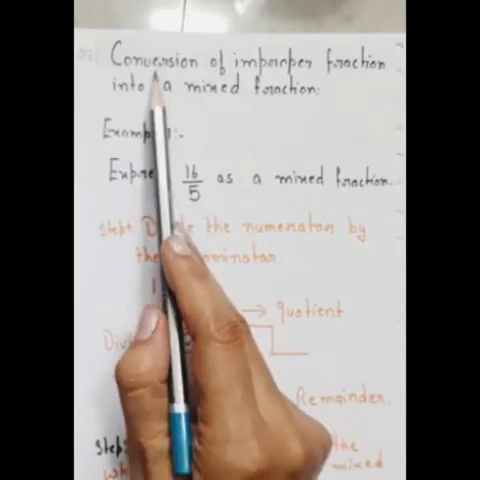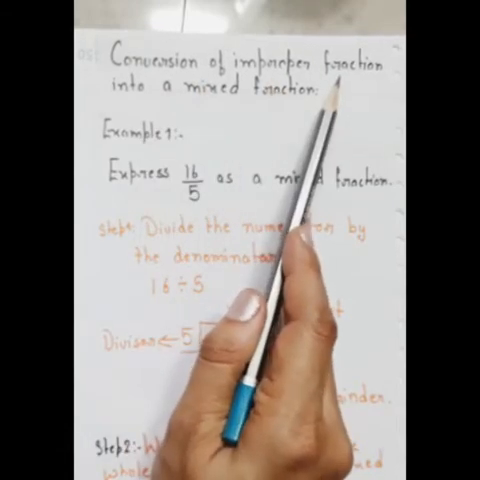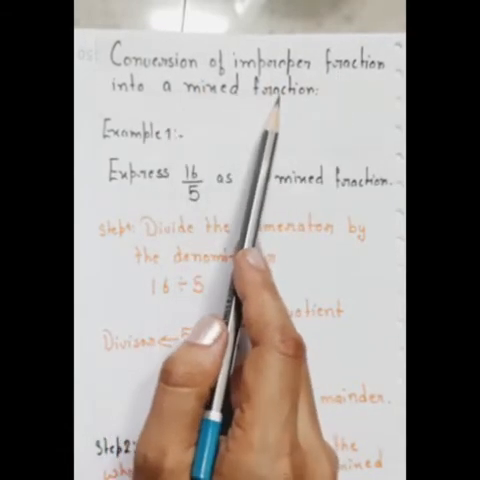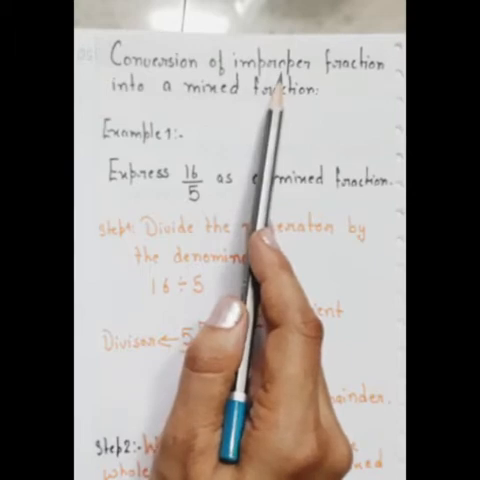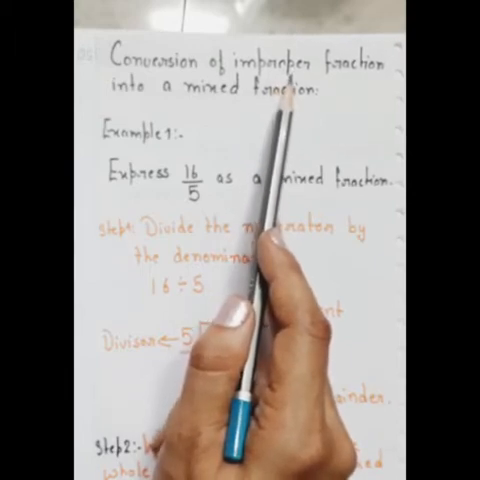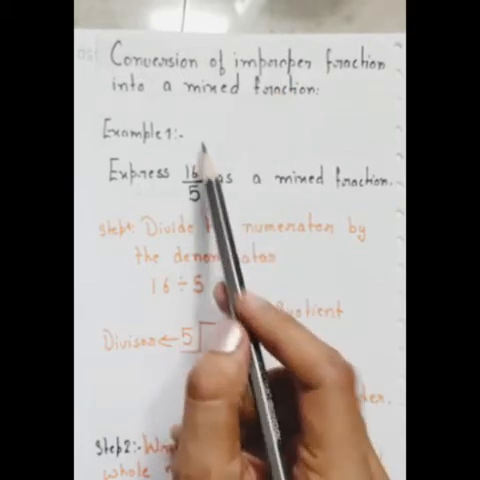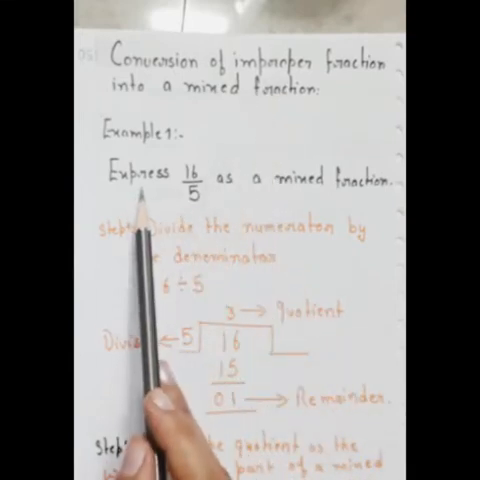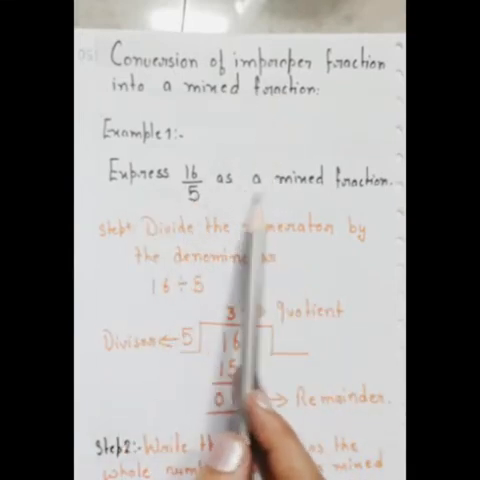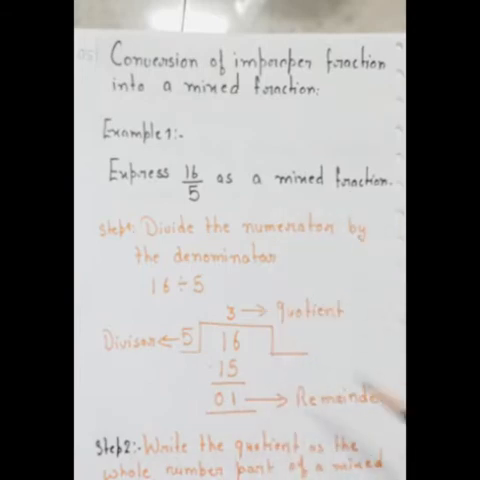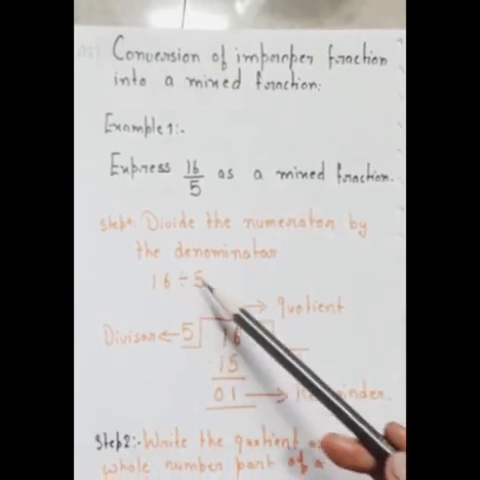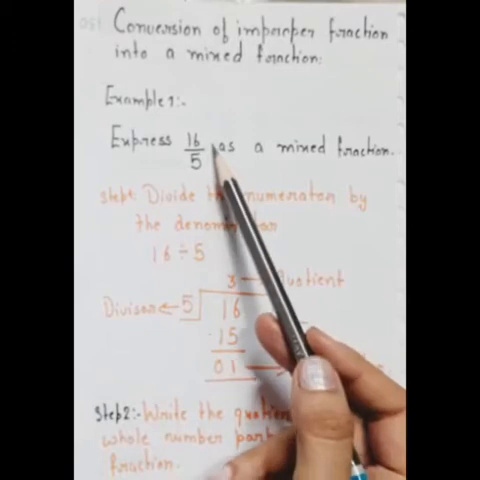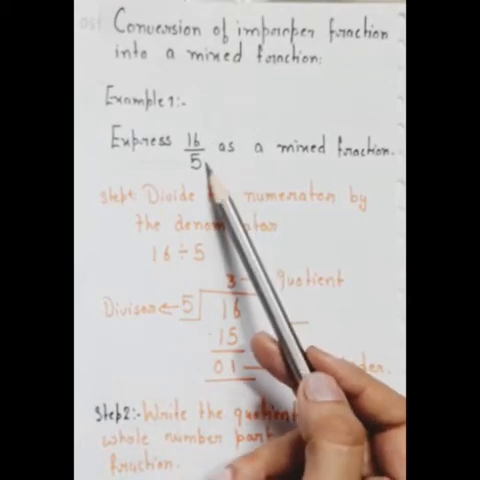Second is your conversion of improper fraction into a mixed fraction. Now what is your improper fraction? Your improper fraction is a fraction in which the numerator is greater than or equal to the denominator. Now we have to convert them into a mixed fraction. So first example is express 16 by 5 as a mixed fraction. So first you have to divide these two. Okay, you have to divide the numerator with the denominator.